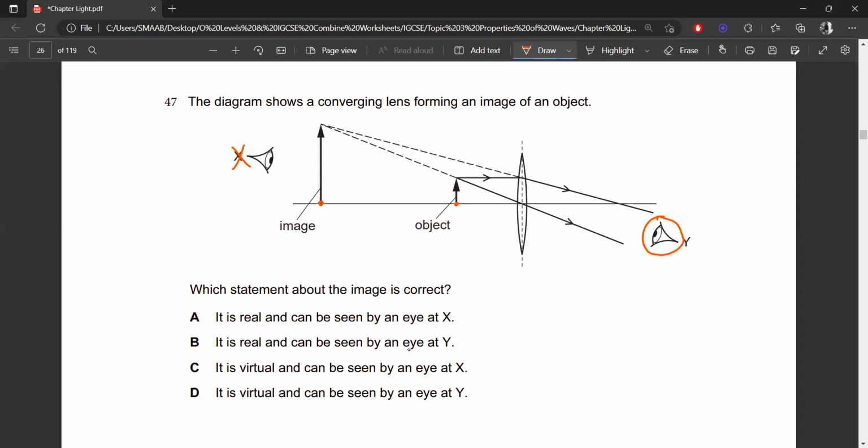And if we consider the other side, just like the simple magnifying glass, if we use a simple magnifying glass to read the small letters, the letters are on the other side and we are observing from the other side. So it means the image is virtual and can be seen by an eye Y. That is option D.